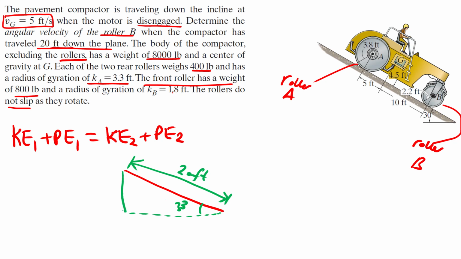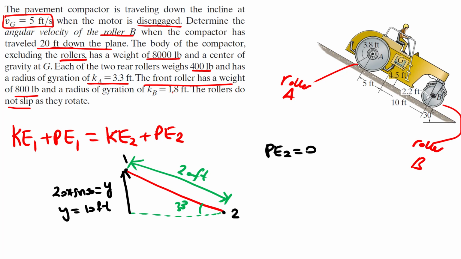Then the y distance will be this one, this is the y, and that is 20 times sine 30. That will be y is 10 feet, and this is 0.1, this is 0.2. So potential energy at 2 is 0. Potential energy at 1 will be mg times y, where y is 20 times sine 30, that is 10.